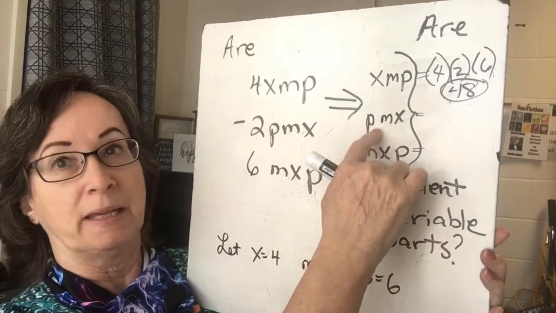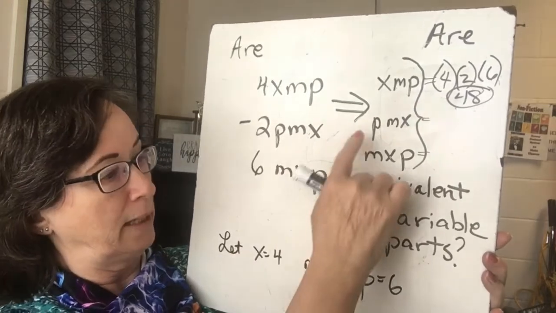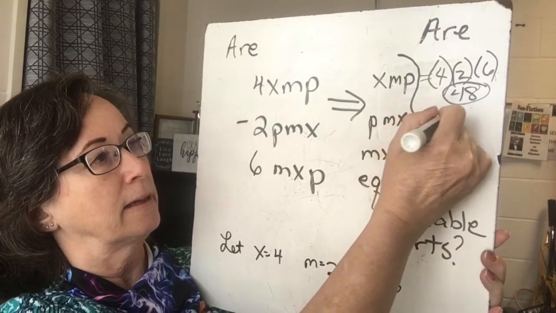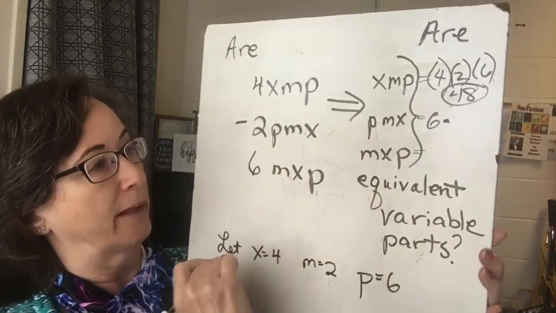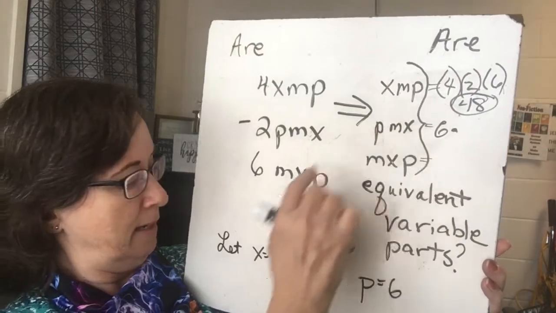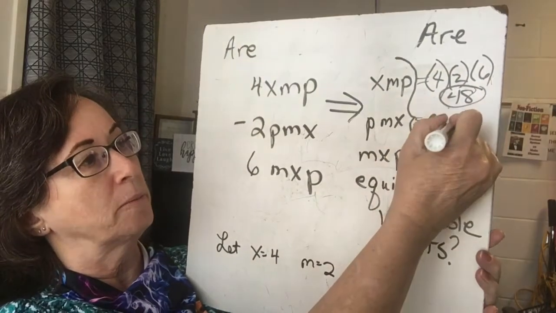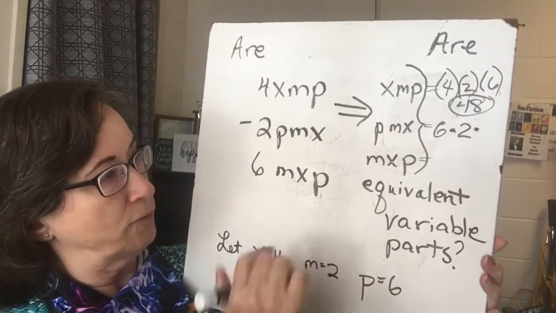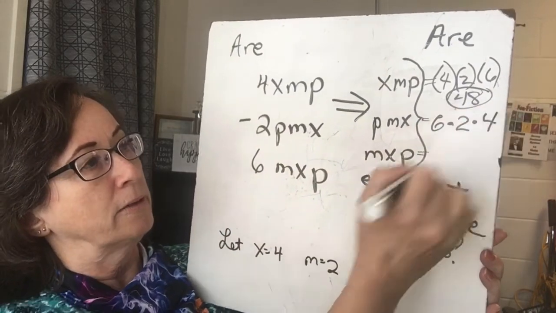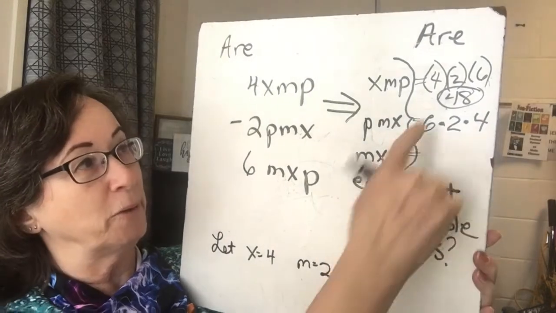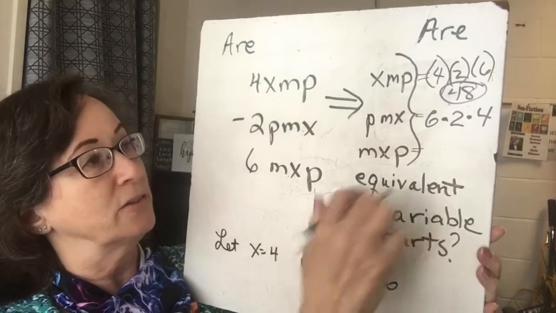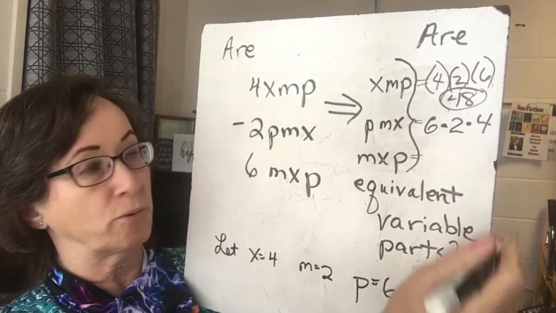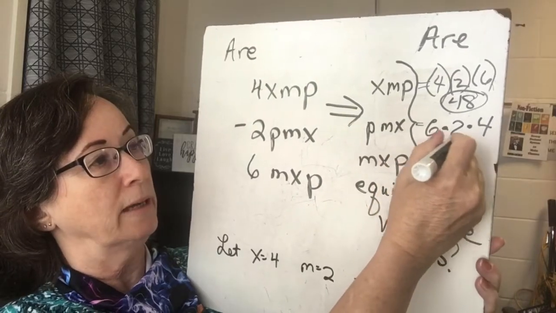Then we look at pmx. So p is 6, and I'll put the little dot there. It's a little bit easier. And m is 2, so I'll put a 2 and a little dot for multiply. And x is 4. So now we have a different order, but we really have the same numbers. So 6 times 2 is 12. 12 times 4 is 48.